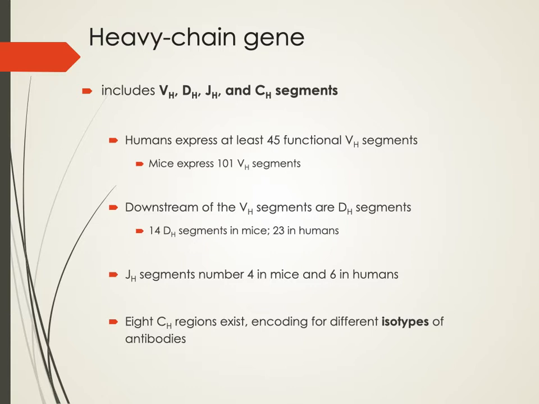And then when we look at the constant region, there are 8 constant regions. And that's because we have the different isotypes of antibodies. So again, if you had an IgG isotype, it would have a certain constant region, where IgE has a different constant region that it utilizes.